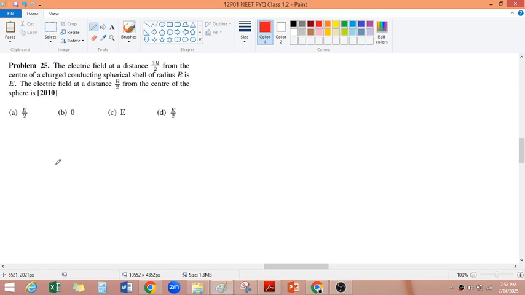Electric field at a distance 3r by 2 from the center of a charged conducting spherical shell of radius r is E. So that's my sphere with the radius of r. So 3r by 2 means 1.5 times more than this, so somewhere here. So at this point the electric field at a distance of 3r by 2 is E. So that means electric field at this point is E, and this distance is 3r by 2.